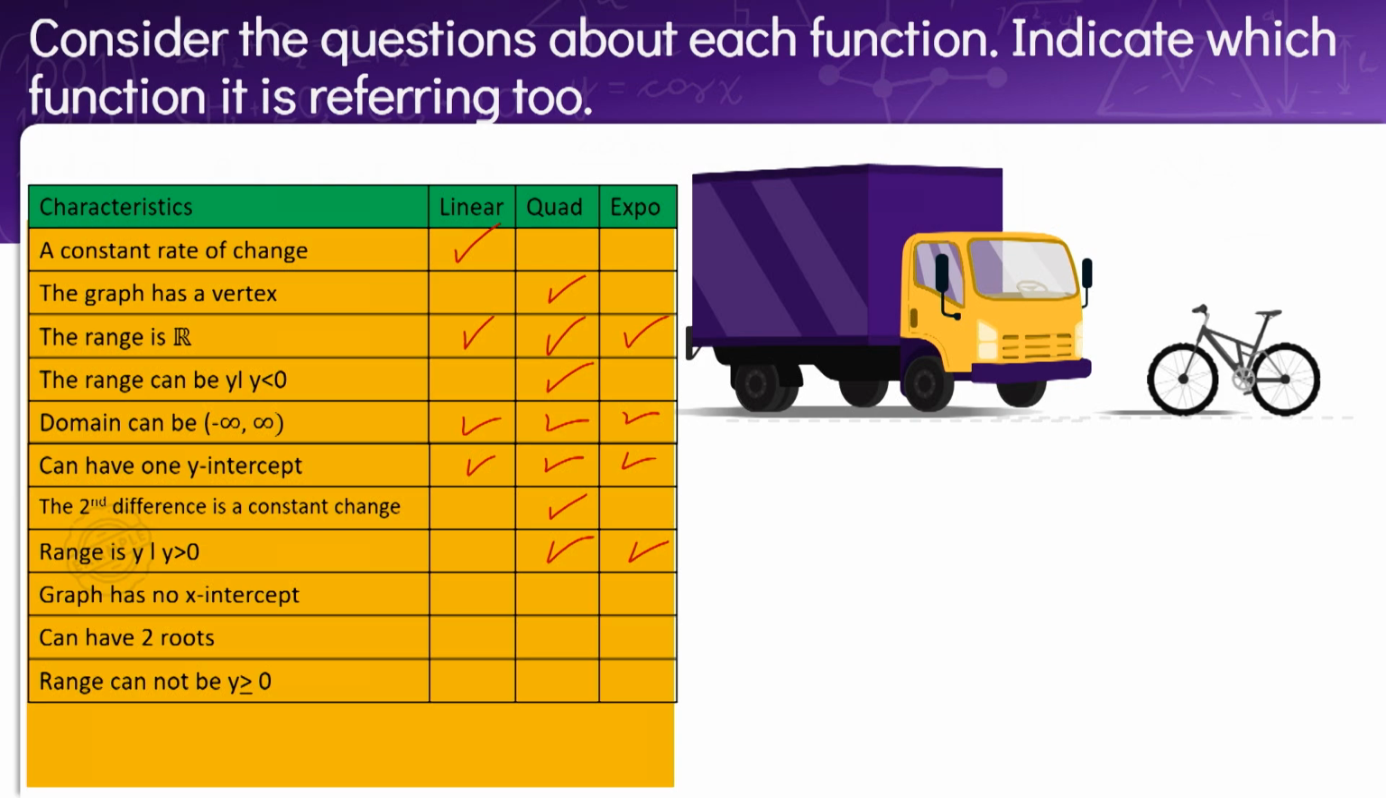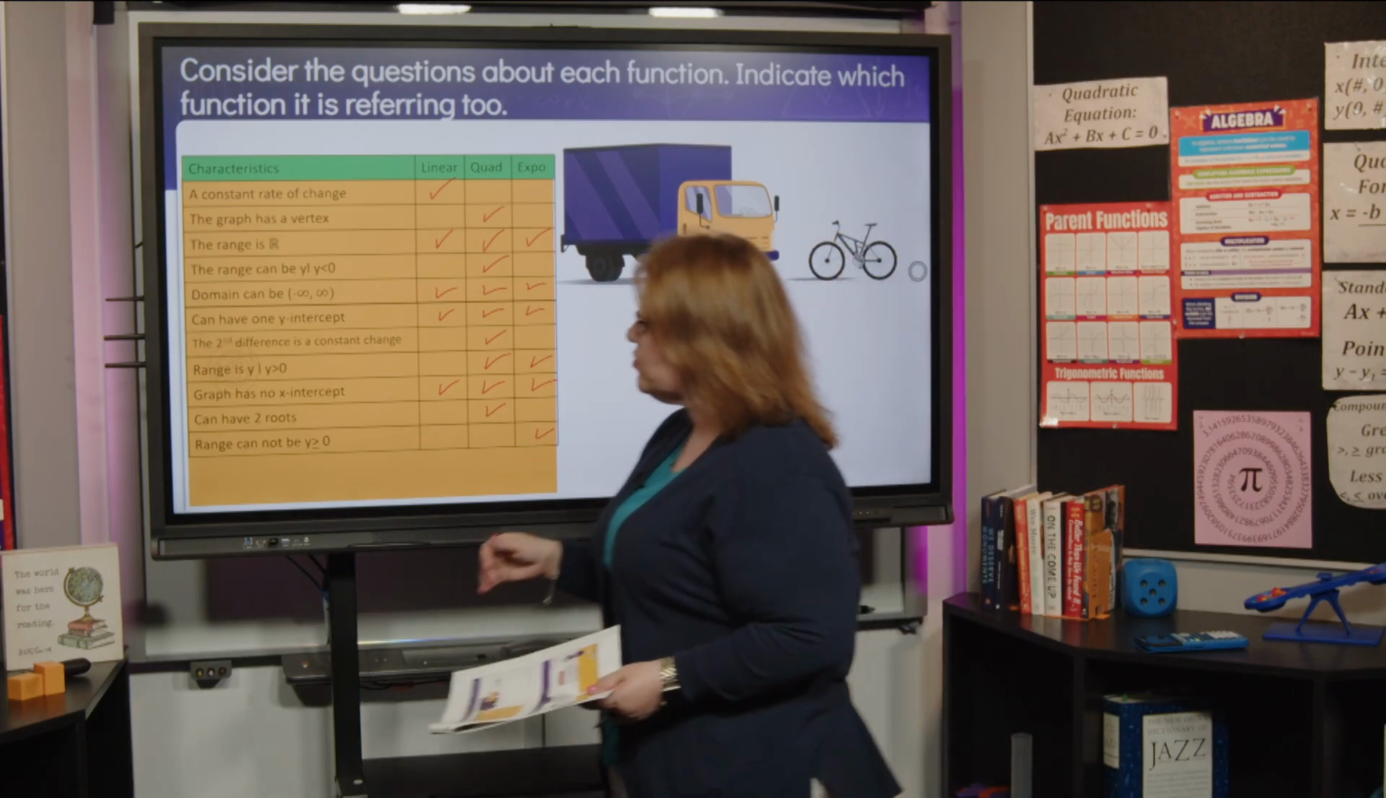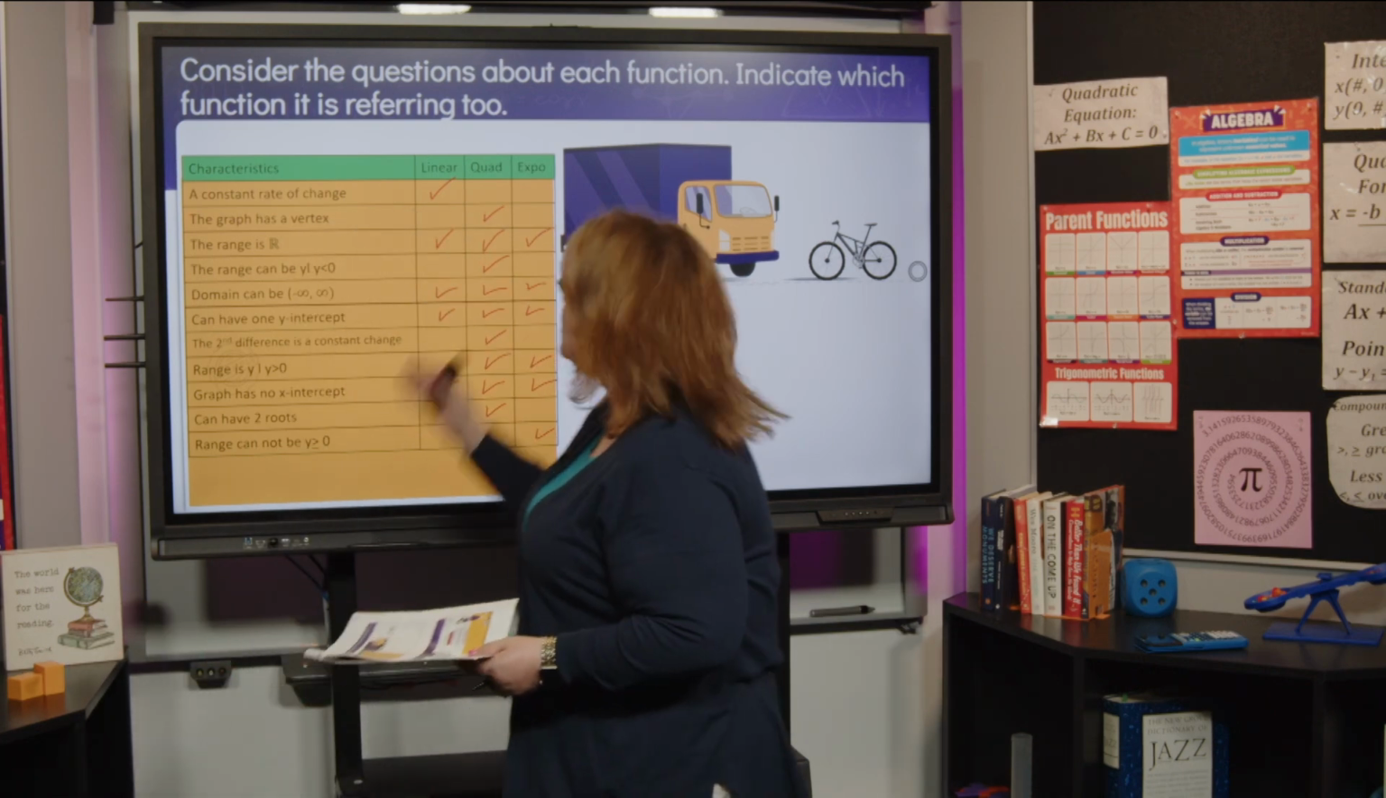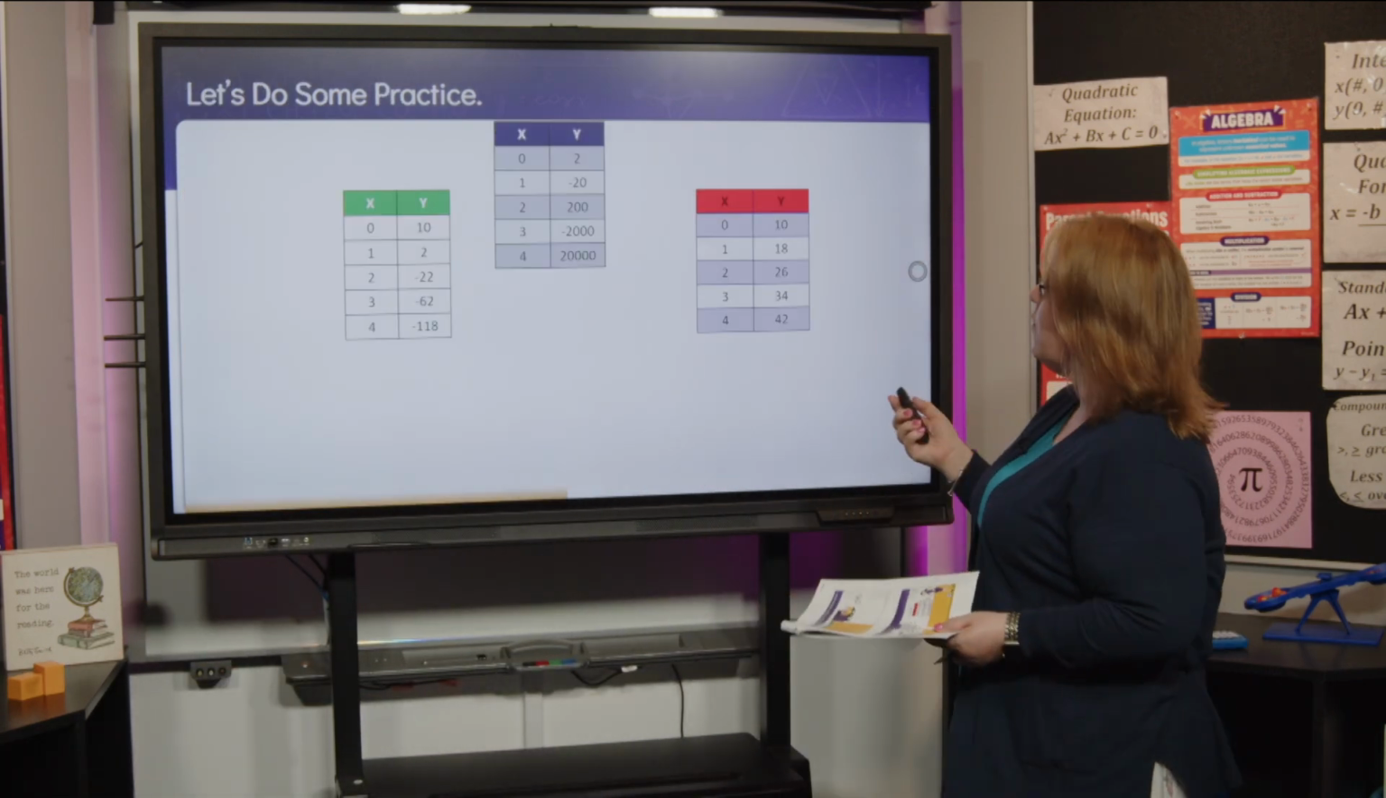Graph has no x-intercept. So for it to not have an x-intercept, that could be linear, quadratic, and exponential, depending on what it touches. Can have 2 roots. Obviously, that's going to be our quadratic. And our range cannot be y greater than or equal to 0, and that is my exponential. So we want to make sure that we've got all of these different characteristics and indicate which function those characteristics go with. Good job.